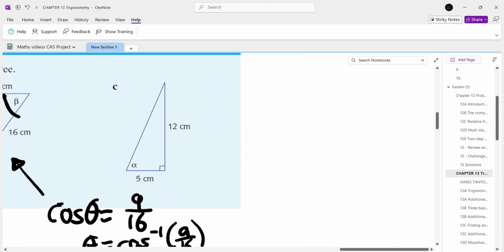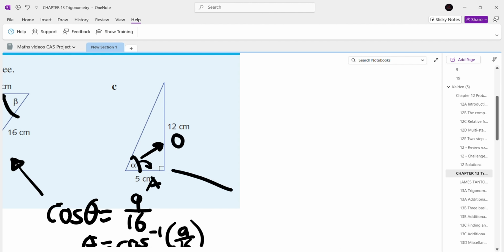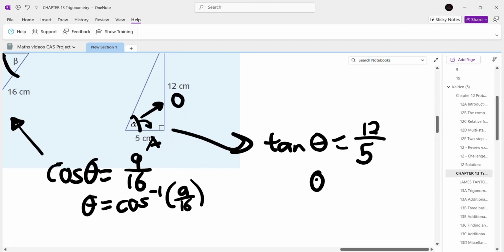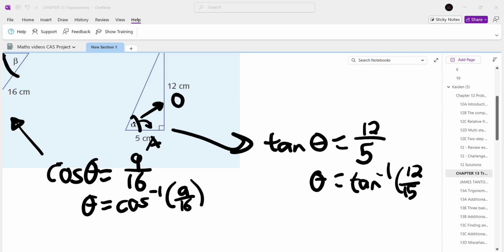Hopefully you guys are following along. Then here we've actually got a tangent because we have our opposite and we've got an adjacent. So the tan of this angle, theta, we're just going to assume it's theta, but here it's technically alpha, but yeah. The tan of this angle equals 12 over 5. So our theta value is the inverse tan of this value. Now, we can pull out our calculator in order to answer these questions. So we'll first do the inverse tan one.